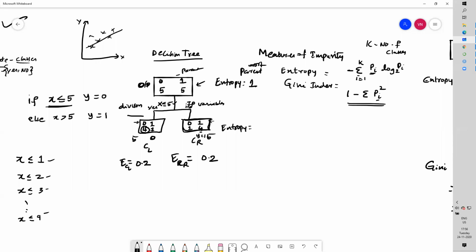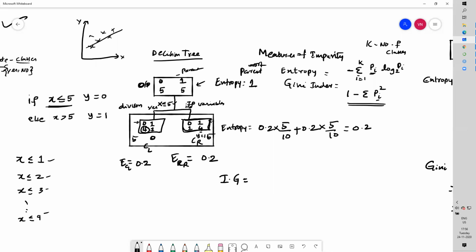Now what is the entropy for this entire split? We do a weighted average of these two. 0.2 into how many observations are there in the left hand child? 5 divided by 10, plus 0.2 right hand side into how many observations are there in the right hand side? Again 5 divided by 10, which is going to be 0.2. The decrease in entropy is called information gain. So information gain is entropy at parent node E0 minus entropy at child node E1. In this case, 1 minus 0.2, 0.8.